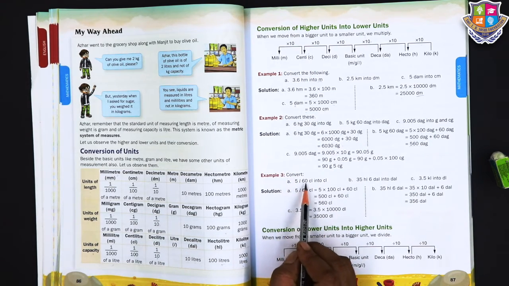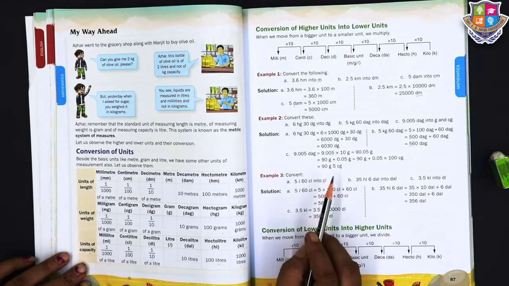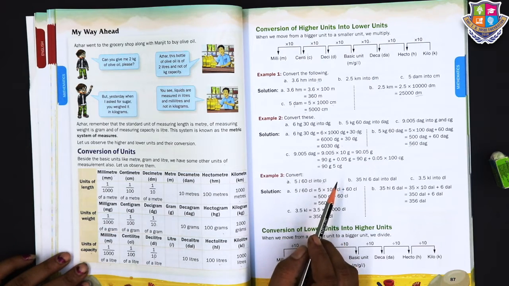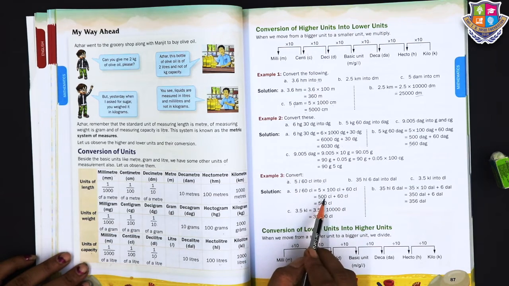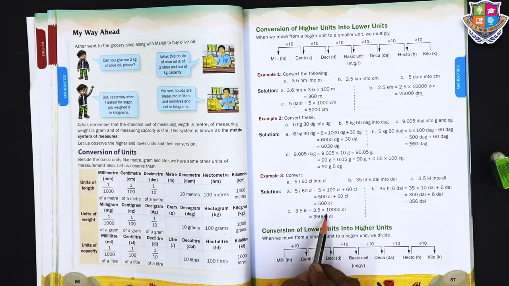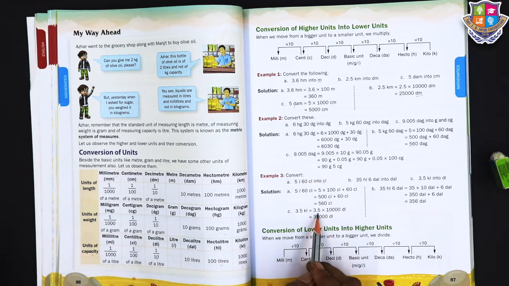Convert 5 liter 60 cl into cl. Cl means centiliter. So what is the relation? 1 upon 100, which means 5 multiplied by 100 cl plus 60 cl. So it is equal to 560 cl. Let's see the C1. 3.5 kl, kiloliter, is equal to 3.5 multiplied by 10,000 dl. So it is equal to 35,000 dl.